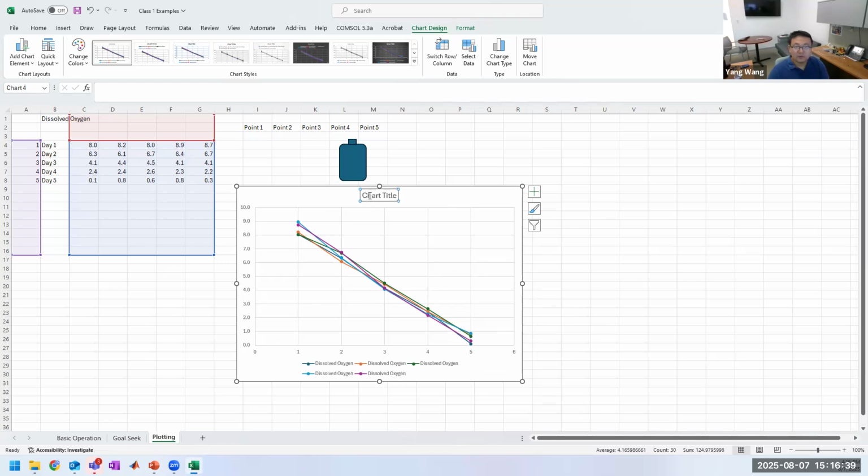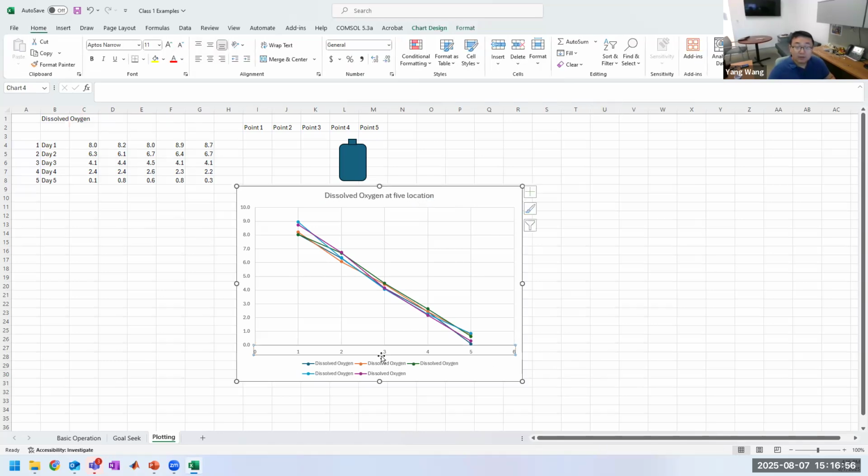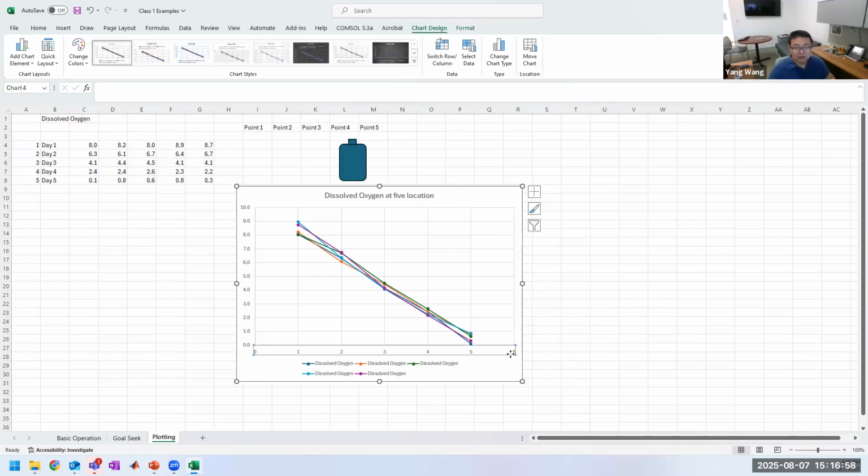So you have the chart title. Of course, we don't have a chart title yet, but you can name it, for example, dissolved oxygen at 5 locations. Okay, so now the x-axis is actually time, right? But right now we don't have a label for the axis. So remember, whenever we make plots, we have to include the labels.